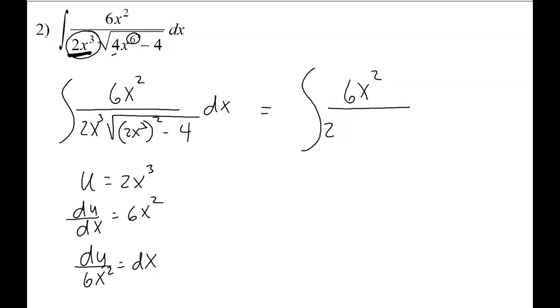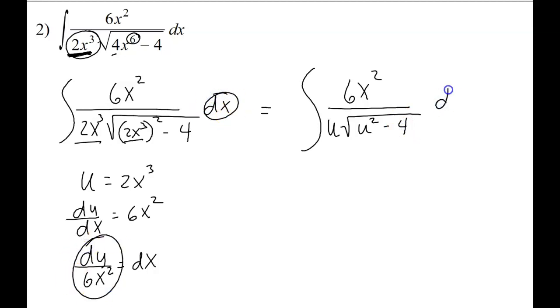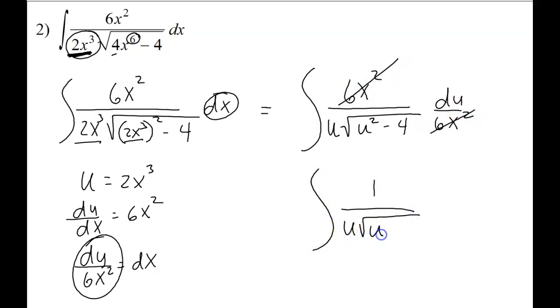And in this case, I want you to notice something. My u is in 2 spots. So I'm going to replace 2x cubed with u here and also here. And I'm going to replace my dx with du over 6x squared. And these cancel out. And now that I've done that, it fits the pattern that we need it to fit a lot better.